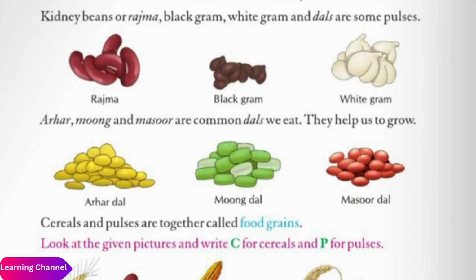Kidney beans or rajma, black gram, white gram and dals are some pulses. For example, rajma, black gram, white gram. Moong and masoor are common dals we eat. They help us to grow. For example, moong dal, masoor dal. Cereals and pulses are together called food grains.